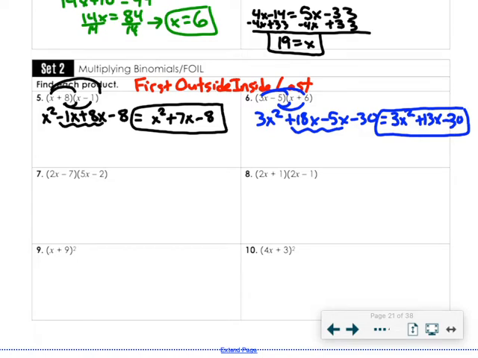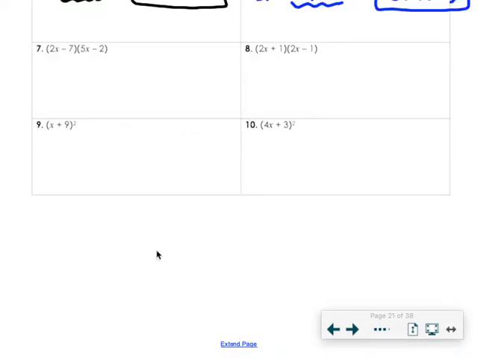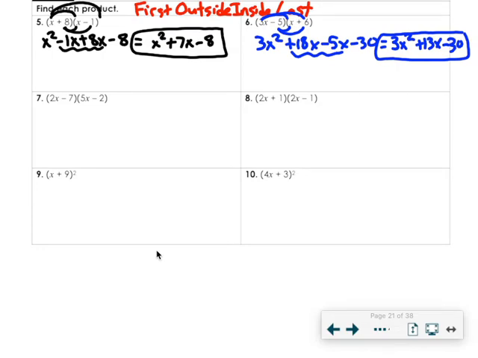I'm going to skip 7 and 8. They're very, very similar. We're going to look at number 9 and number 10. So if it's a squared, you can't just say it's this squared and this squared. You can't distribute the 2 in. What this means, x plus 9 quantity squared, is that there's 2 x plus 9s. Then we FOIL. So make sure you expand, then FOIL. Expand, then FOIL.